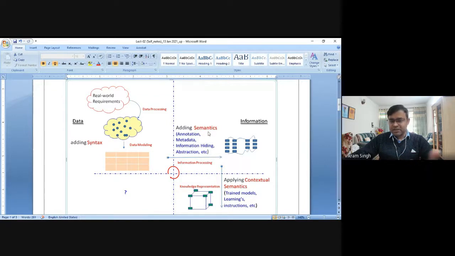So semantics could be an annotation, a simple metadata, or some processing which hides some part of information. Second, it could be a simple processing referred to as abstraction. Abstraction is naturally hiding or summarizing something, right?